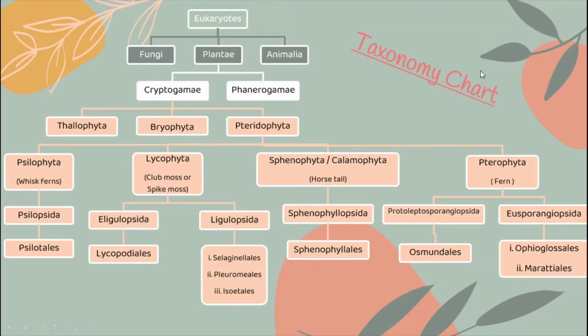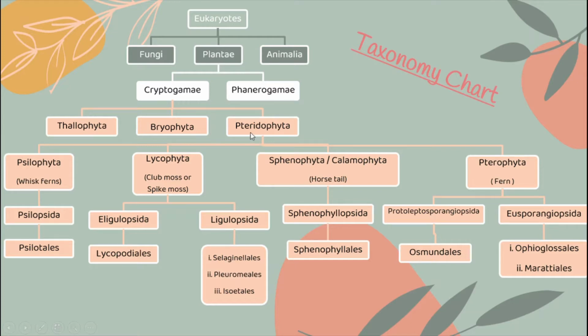Next, we have the taxonomy chart here. At first, you can see that the Pteridophyta is from the kingdom Plantae, and it's under the field of Cryptogamae, which doesn't produce flowers nor seeds, so it produces spores. Then there are a few classes under Cryptogamae, and one of them is Pteridophyta, which we talk about today, and which is basically some kind of fern.